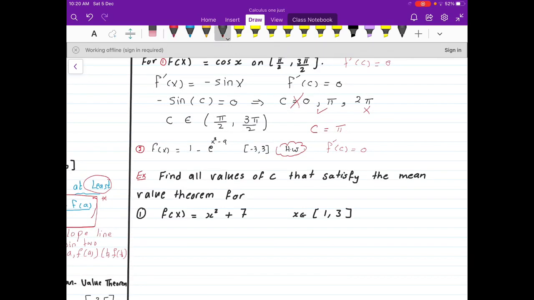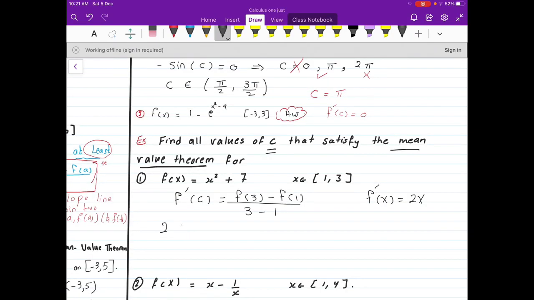Another example. Find all values of c that satisfy the mean value theorem. For f x = x squared plus 7, need to find c such that the slope of the tangent at c = the slope of the line that joins the 2 points 3 and 1. يعني find c such that f prime c = f3 minus f1 over 3 minus 1. Now, what is f prime x? This polynomial 2x. So, 2c = f3, instead of x we substitute 3. So we get 9 plus 7 minus f1 8 over 2.